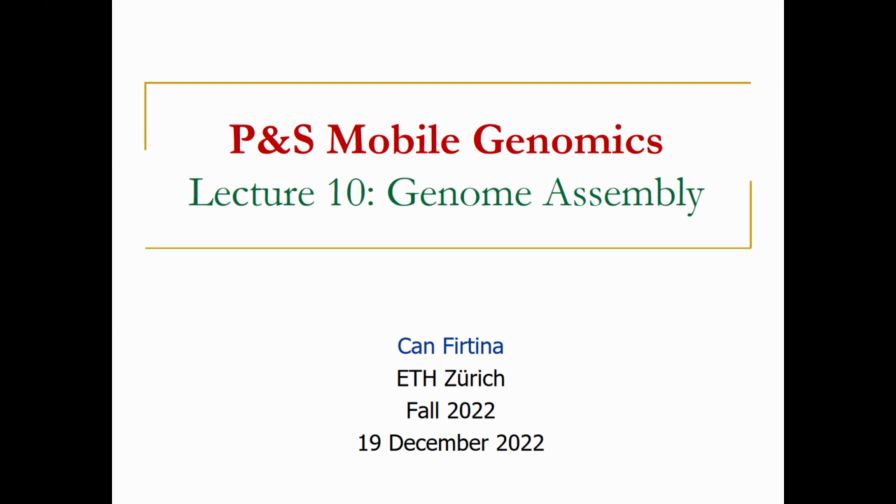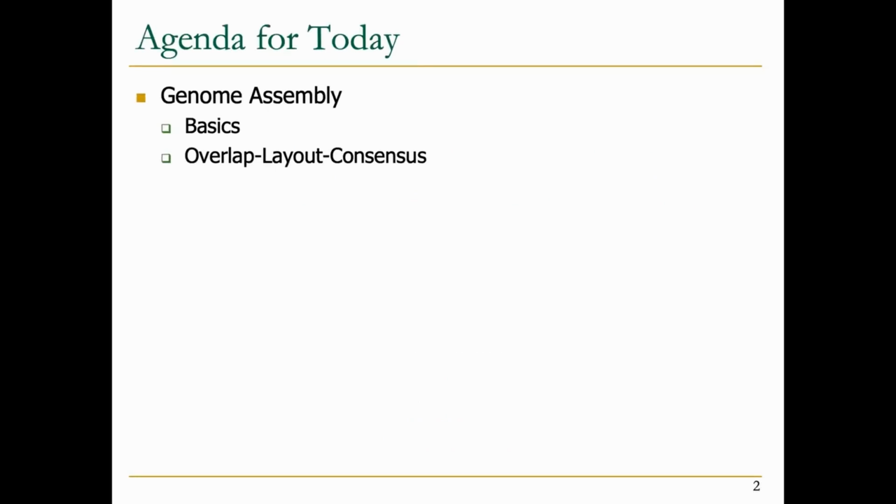So today, we're going to talk about the basic steps or the main steps that people take in order to construct the assembly or, let's say, a reference genome directly from reads. So the agenda for today is, of course, to cover the steps in genome assembly. We're going to start talking about the basics, and then I'll be talking about a common approach that is taken for genome assembly, which is called overlap layout consensus.